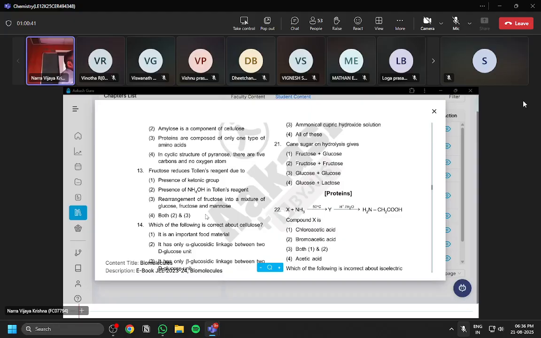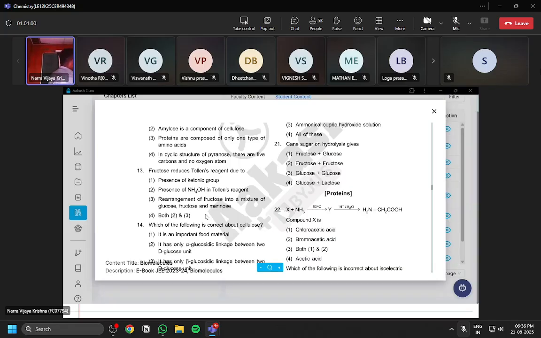Why will fructose reduce Tollens reagent? We know that it is due to the presence of the hemiacetal group at the second carbon. Correct or not? So, due to that hemiacetal group, it shows reduction, which means it is a reducing sugar.